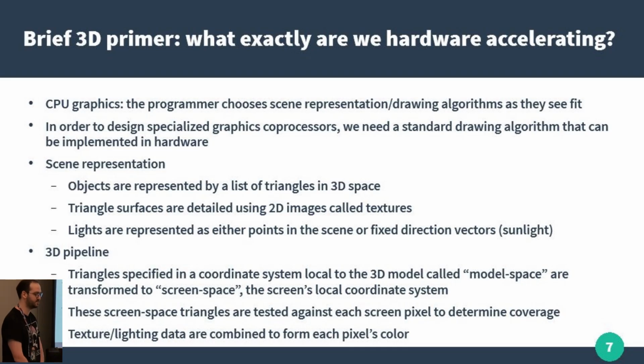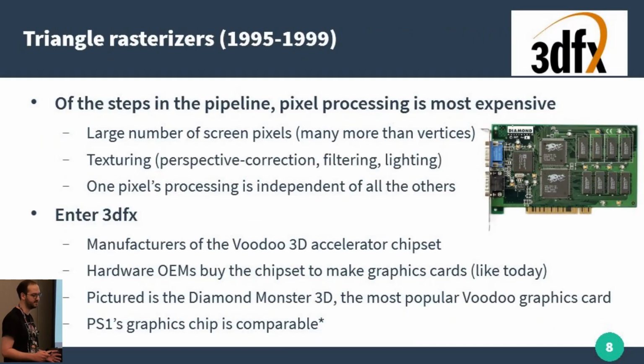When those triangles are transformed to screen space, they're then tested against each pixel on the screen to determine the coverage, and then each pixel that's covered has its color computed from the texture and lighting data that were fed to it. So of the 3 steps in this pipeline, the most expensive one, obviously, is the pixel processing step. There are more pixels than there are vertices, and you have to do texture sampling, and people wanted to do this thing called texture filtering, where you sample the texture multiple times per pixel to get a nice smoothed out average result.